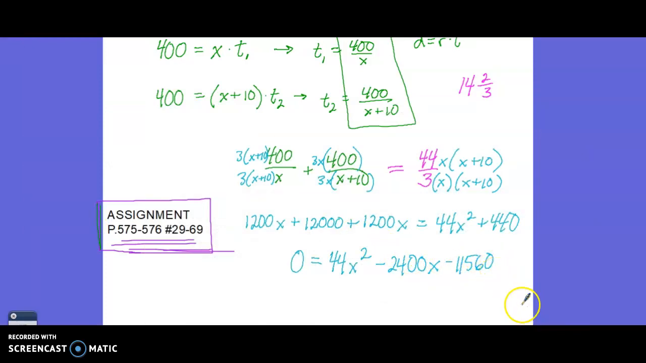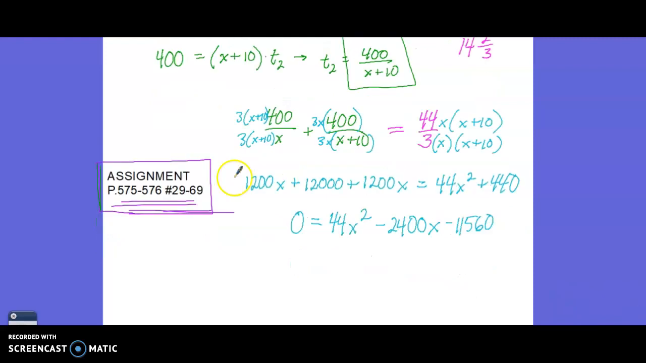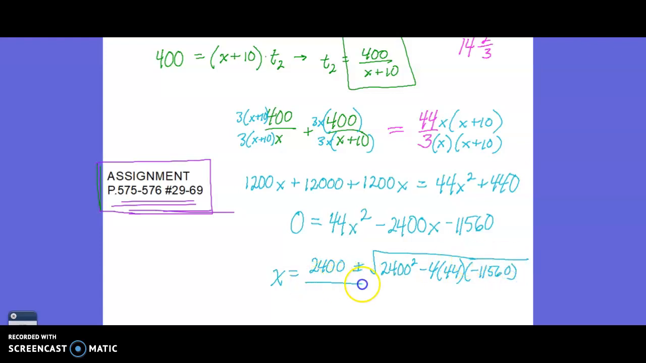And at this point, I would trust that you would use a calculator and do the quadratic formula. That x would equal negative b plus or minus the square root of b squared minus 4ac, all over 2a. I'll double 44 and you get 88.